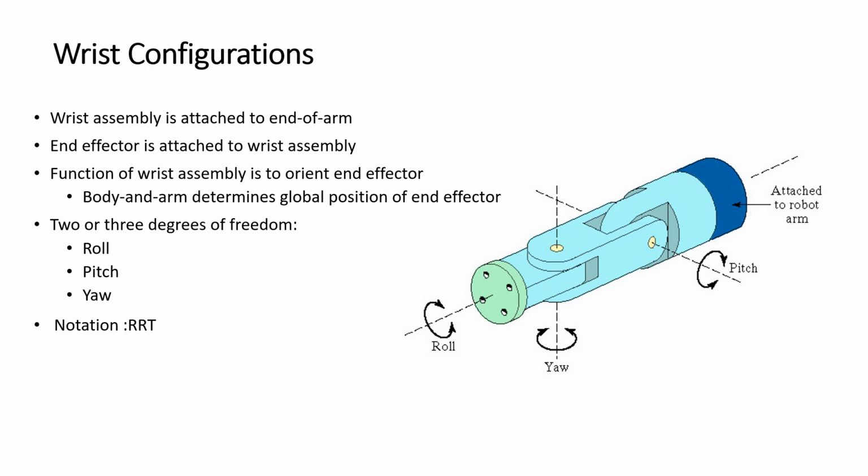Then we have the wrist configurations. As we discussed, at the end of the robot there will be a wrist, and at the end of the wrist we will attach our end of arm tooling. This wrist will have motions like yawing, rolling and pitching. So it has 2 or 3 degrees of freedom, and the motions are defined as roll, pitch and yaw depending on the axis. So this is the wrist configuration.